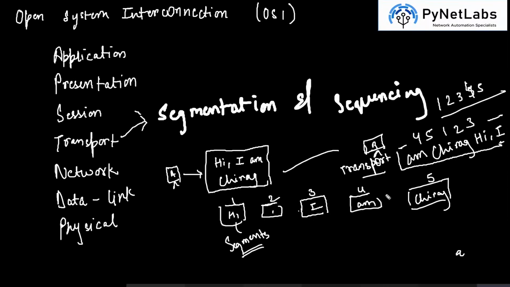So this is also something the transport layer is responsible for. So basically there are 3 roles of transport layer. The first one is choosing whether TCP or UDP has to be used, and after that we have segmentation as a role of transport, then we have sequencing.